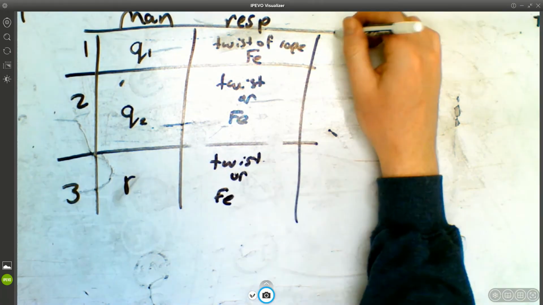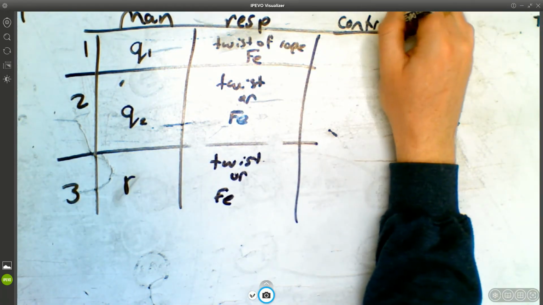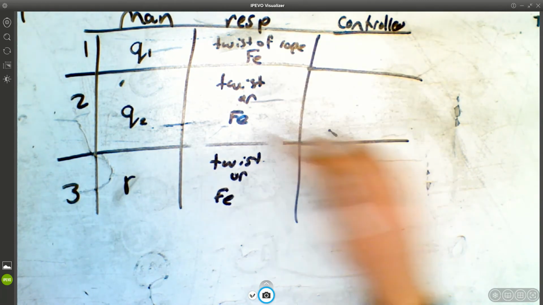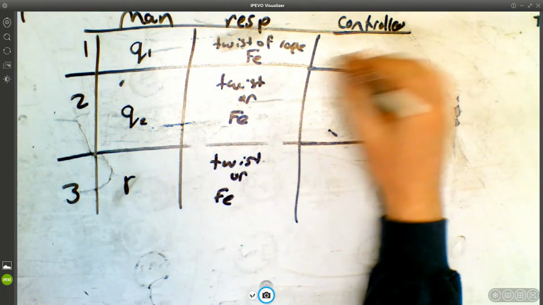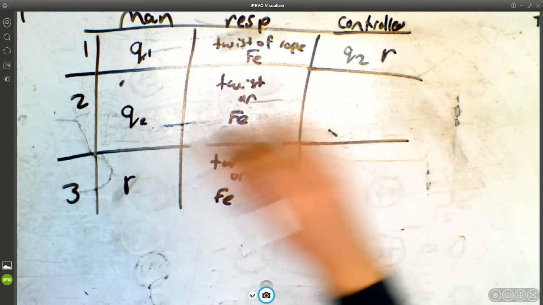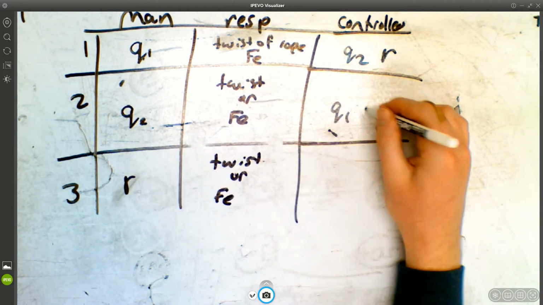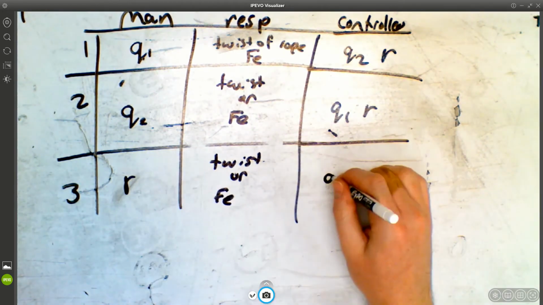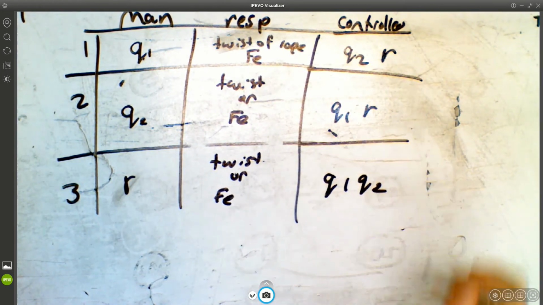And then our controlled variables. Well, we know that each one of these affects the experiment. So if we're manipulating Q1, we want to keep Q2 and r the same. If we're manipulating Q2, we want to keep Q1 and r the same. And if we're manipulating r, we want to keep Q1 and Q2 the same. So we've got to control that.